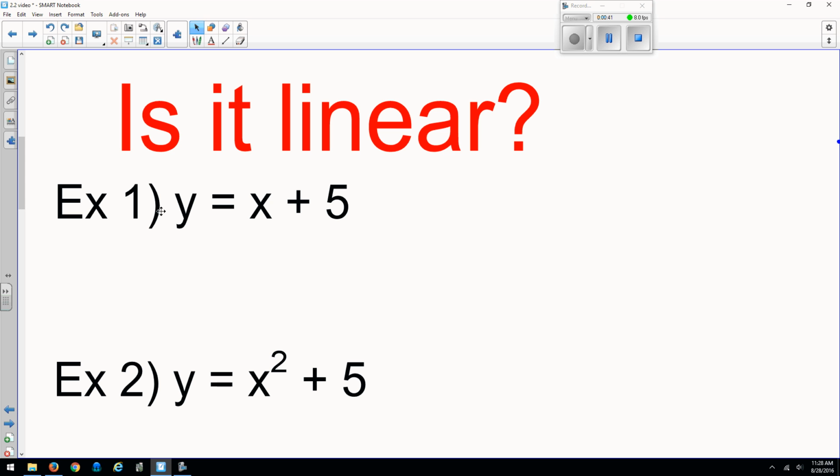If you take a look at example 1, y equals x plus 5, I really hope you are familiar with this form of linear equation back from Algebra 1, geometry, possibly even in middle school. And this is in the form of y equals mx plus b. So yes, this is definitely a linear equation. Take note that the y doesn't have any exponents attached to it. Same thing with the x, no exponents attached to it.